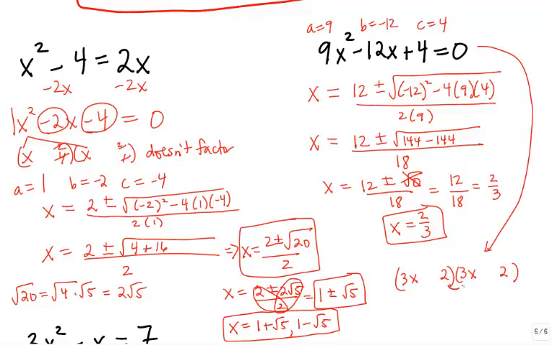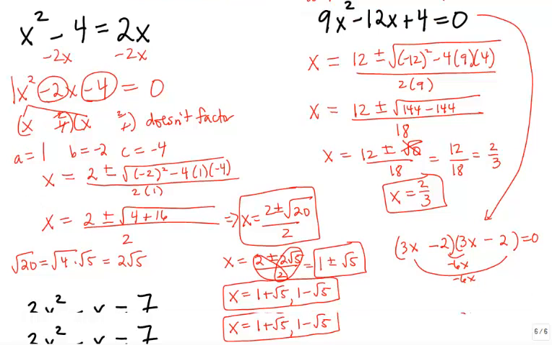If I do 2 times 3x, I'm going to get a 6x in the middle, and another 6x in the middle, and I want a negative 12x in the middle, so let's make both of these minus. And that gives me 9x squared. It gives me the minus 12x in the middle that I want, and a negative 2 times a negative 2 is a positive 4. So this actually did factor right from the start.